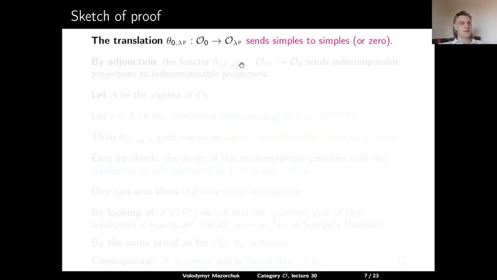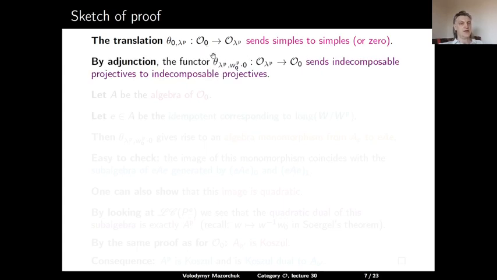We have the indecomposable projective functor theta 0, lambda p from O0 to O lambda p, and this functor sends simples to simples or 0. By adjunction, the adjoint, which is the projective functor theta lambda p, W0 p dot 0, from O lambda p to O0, must send indecomposable projectives to indecomposable projectives. So recall that A denotes the algebra of O0.